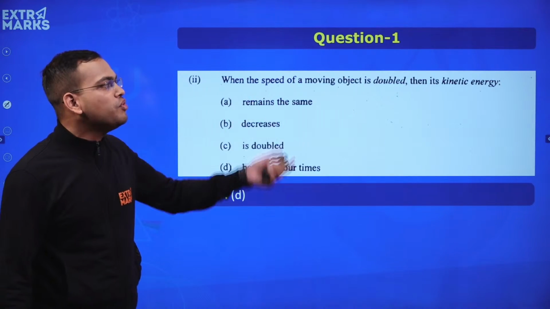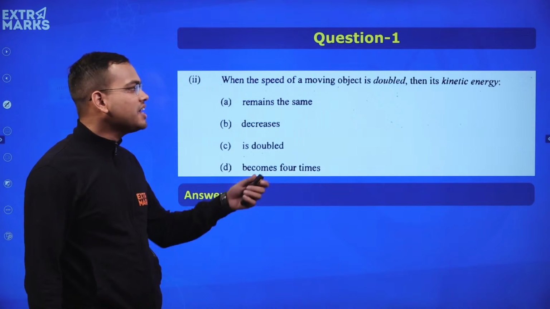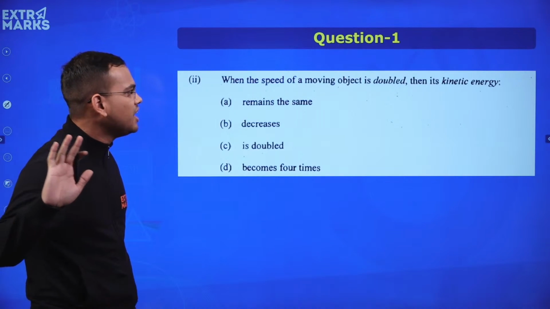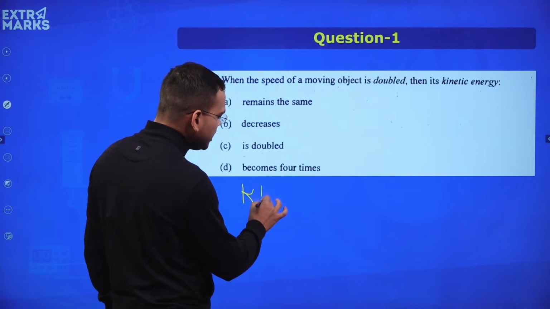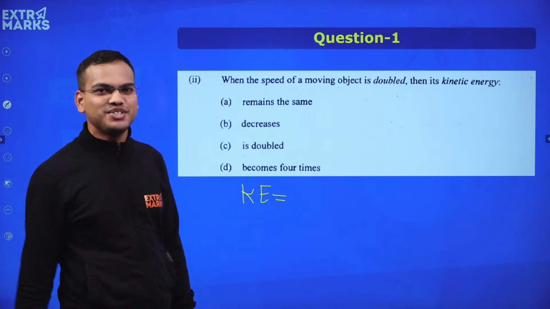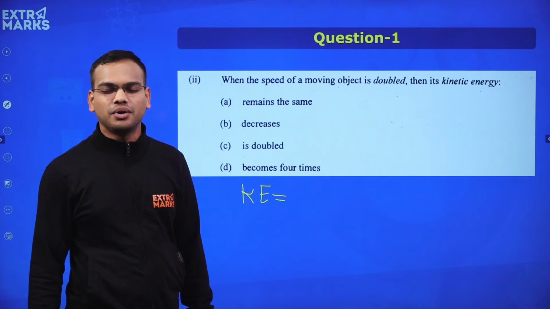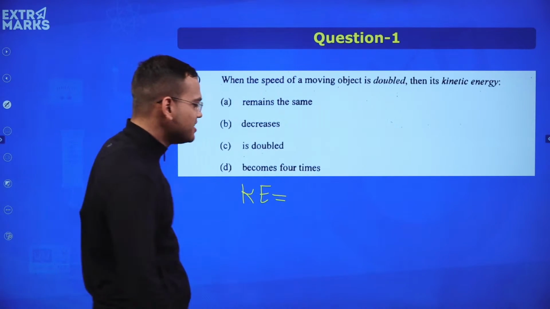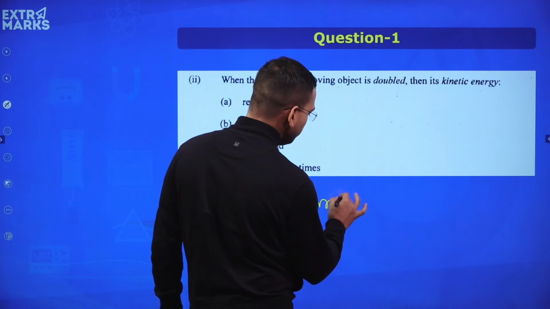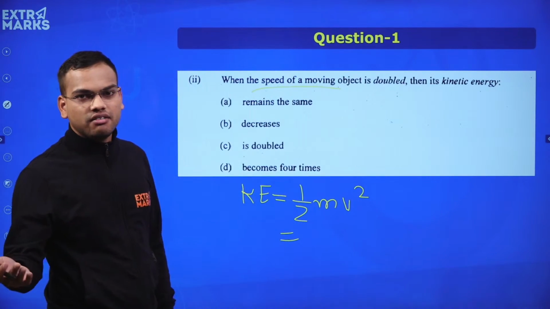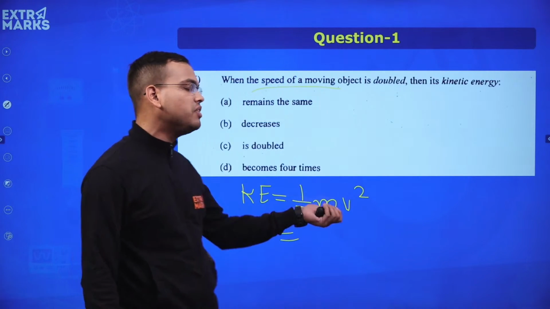When the speed of a moving object is doubled, what is its kinetic energy? Now this is very simple. This is a straightforward question. The kinetic energy formula, I hope everybody knows this, right? When anybody asks kinetic energy, even with your eyes closed, half mv square, right? Very simple. So half mv square. The speed of a moving object is doubled. Velocity is doubled. So instead of v, we will have to put 2v.